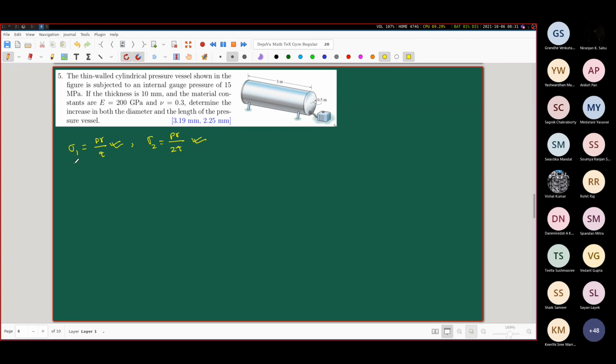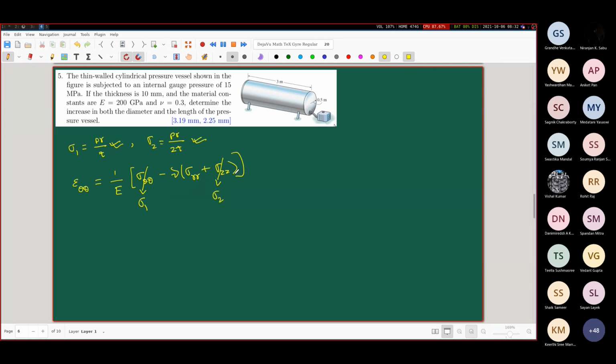How do you do that? Well, this is along the hoop direction. Okay, so try to understand that. So let me write this. Hoop direction is epsilon theta theta. What will be epsilon theta theta? Tell me in terms of the generalized Hooke's law. 1 by E sigma theta theta minus nu times sigma RR plus sigma ZZ. Sigma theta theta is nothing but sigma 1. Sigma ZZ is nothing but sigma 2. This sigma 1 and this sigma 2.